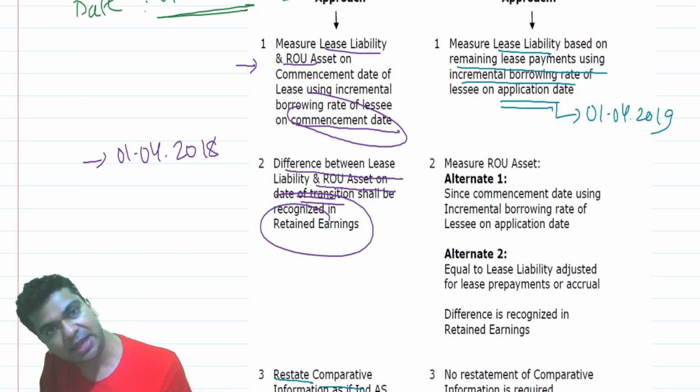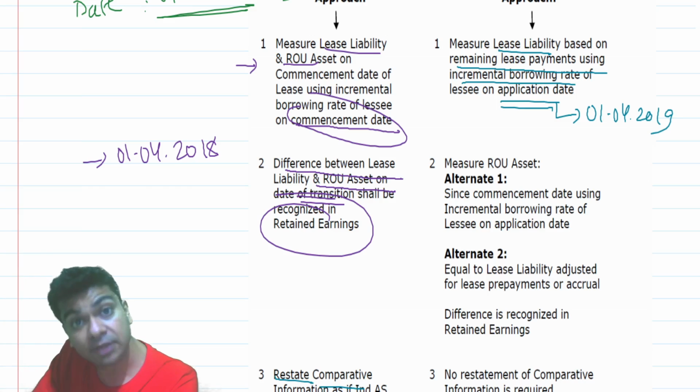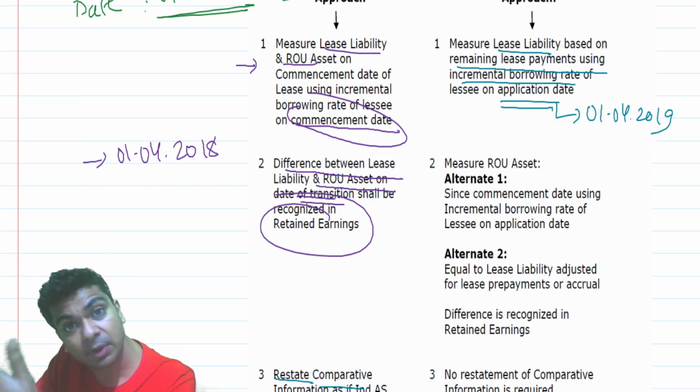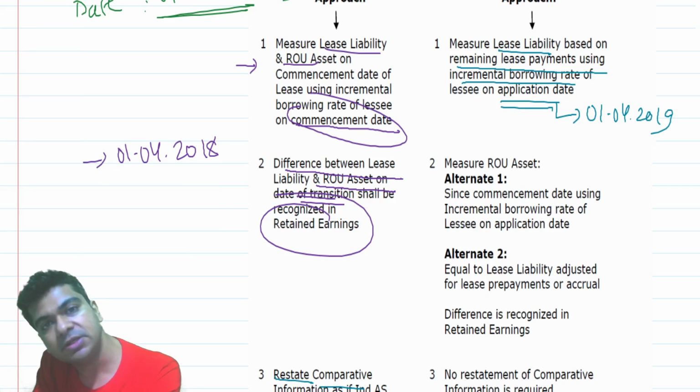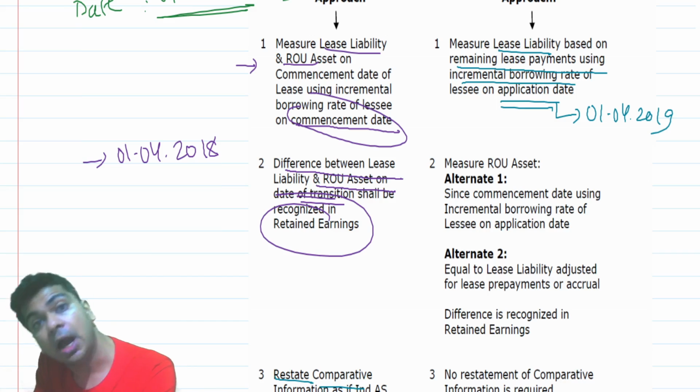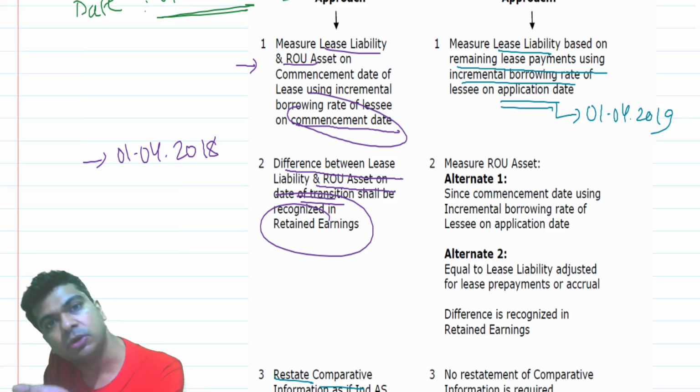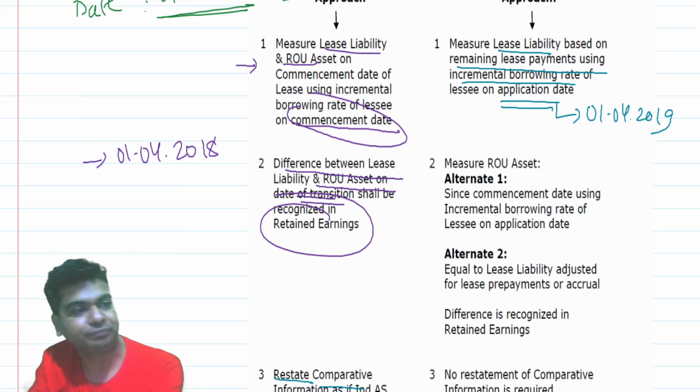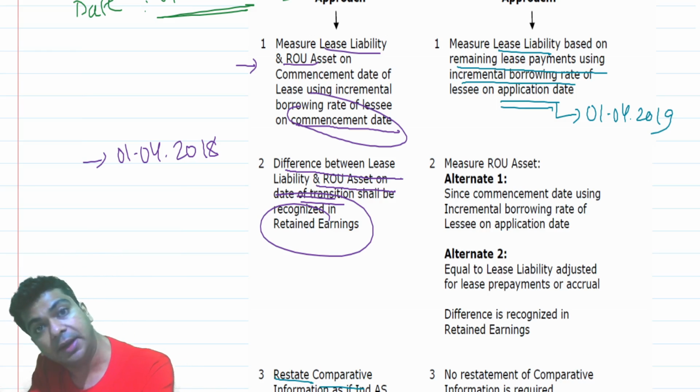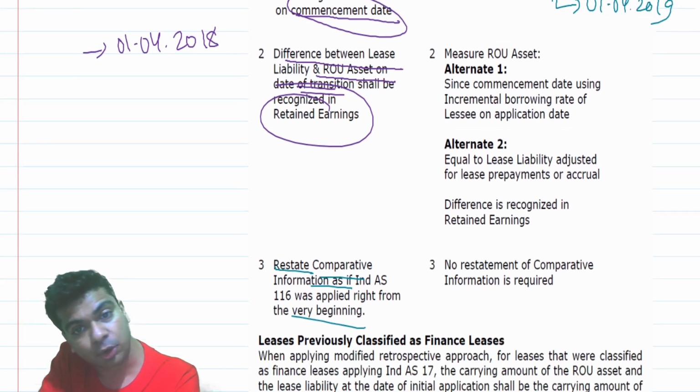Earlier we were saying that we had entered into a lease 5 years back. So 5 years back, what was the lease liability? Calculate that. Here we are saying that forget about when you had entered into the lease agreement. How many years are left? Liability is only for the remaining period. So recognize the liability only for the remaining period. Okay. Second, I have to now measure the ROU asset.